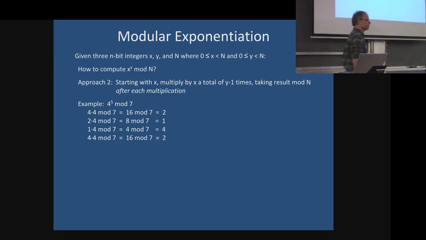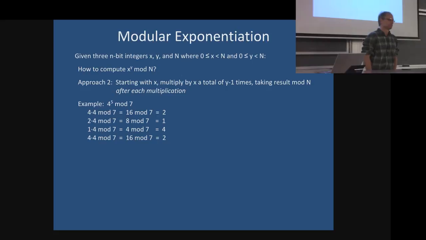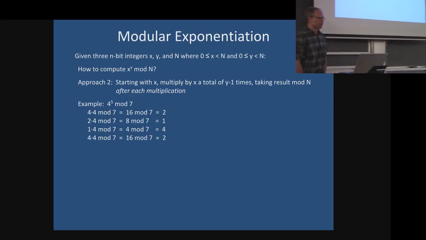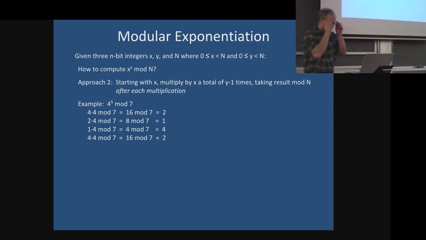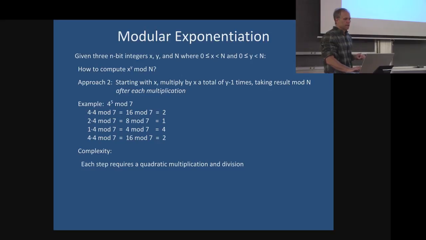How do we benefit? It takes the same number of steps as before. Yeah? Intermediate numbers are a lot smaller. Intermediate numbers are always small. They don't explode. Okay? So let's think about the complexity of that. Every step requires a multiplication and a division now. The last time it was complicated because the numbers kept getting longer and longer. We had to account for that.